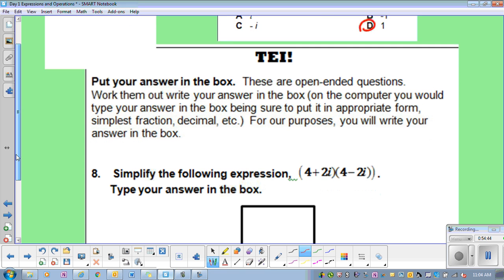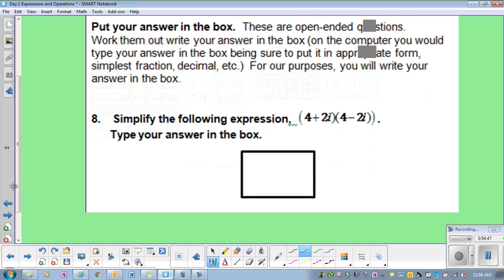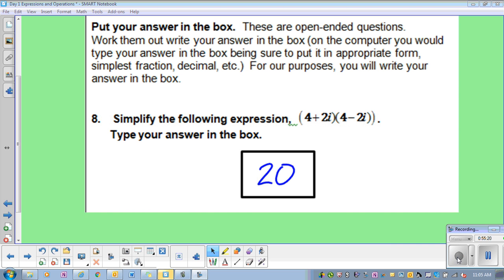So you don't actually have this problem, but I want you to put it on your paper somewhere. On the SOLs, you will have some where you need to type your answer into the box. It's not all multiple choice. So what is this? 4 plus 2i times 4 minus 2i. Good. It is 20. So if you want to write down the problem, you can. I just wanted you to do it now. Great job, guys.